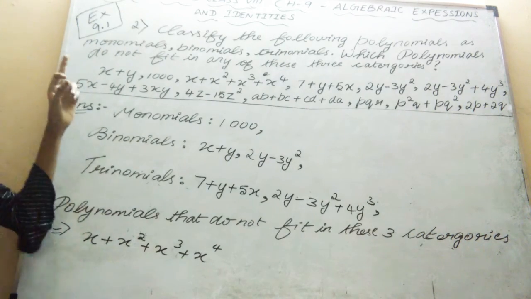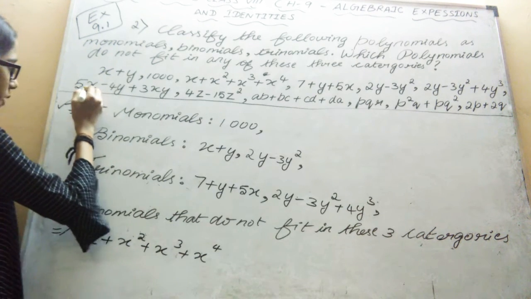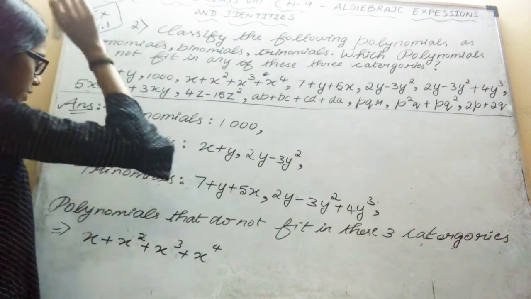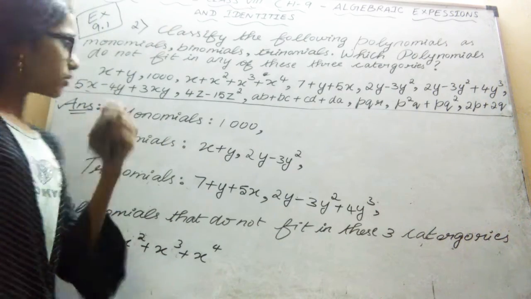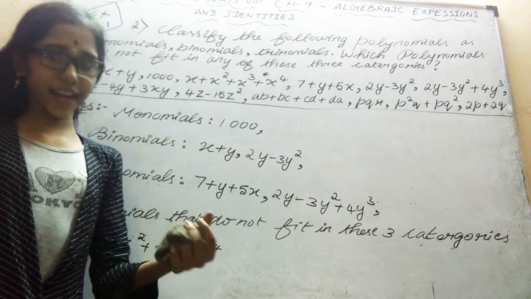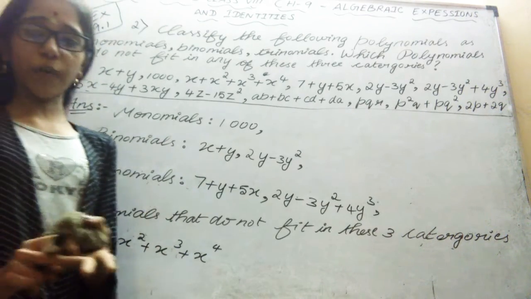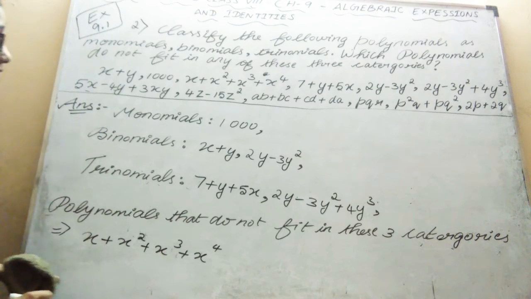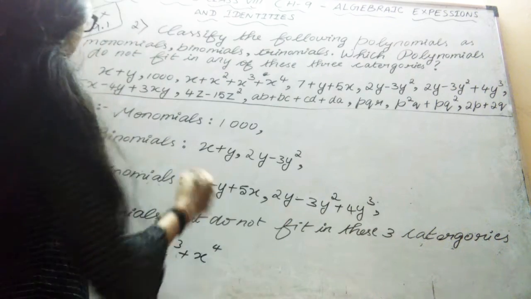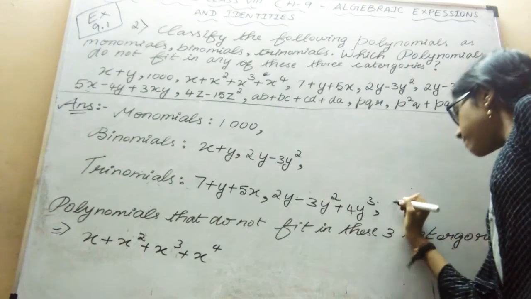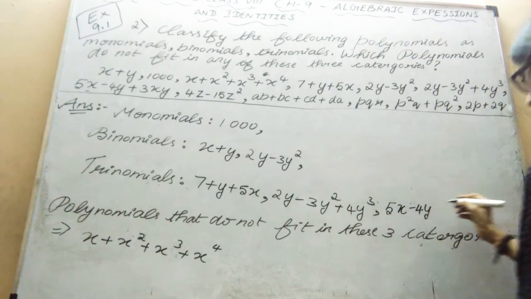Next one is 5x minus 4y plus 3xy. Here, in the first term the variable is x, in the second it is y, and in the third it is xy. In all these three terms the variables are different, so they are unlike terms and we can't simplify them. The first term is 5x, the second term is minus 4y, the third term is 3xy. Since there are three terms, it is a trinomial. So we will write it as 5x minus 4y plus 3xy.